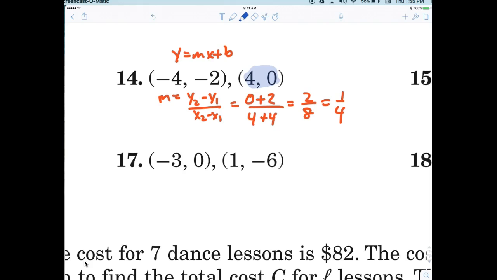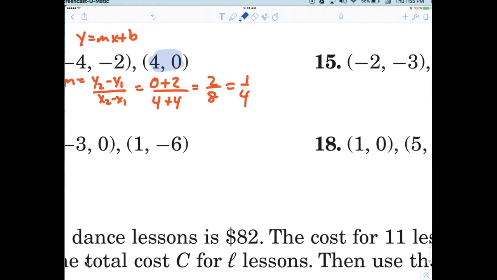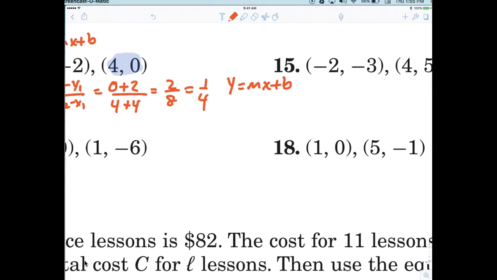All right, so now we're going to plug in. So we have y equals mx plus b. What's the y value? Come on, guys. What's the y value? Now, if you thought it was -2, you're using the harder point. I have the highlighted point that I want to use. 0, right? Equals, what's the slope? 1/4. What's x? 4. What's b? That's what we're looking for.